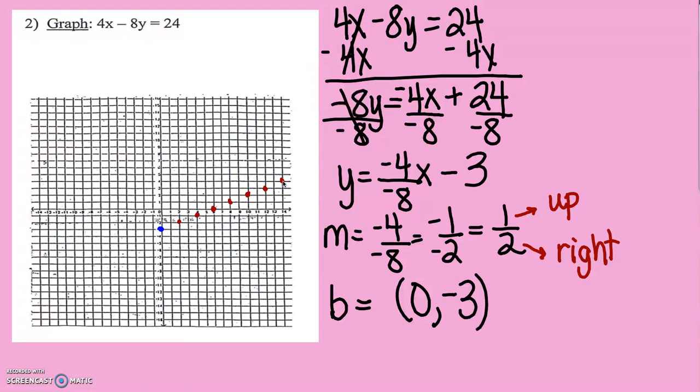Okay? Now, what is the opposite of up and right? You got it. Down and left. So we're going to go down 1, left 2. Down 1, left 2. Continue to use this pattern until I run out of space. But we need to make sure we're practicing getting at least 2 points on each side of the y-intercept. So now we are ready to connect our points. And we have a line.